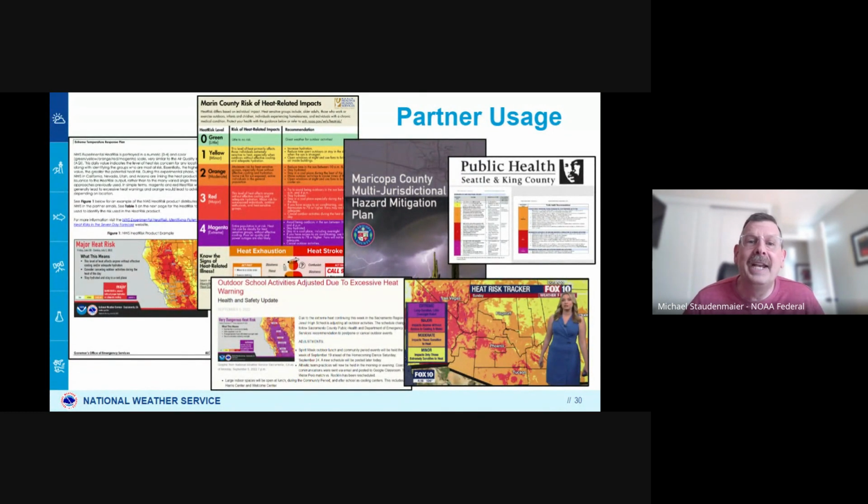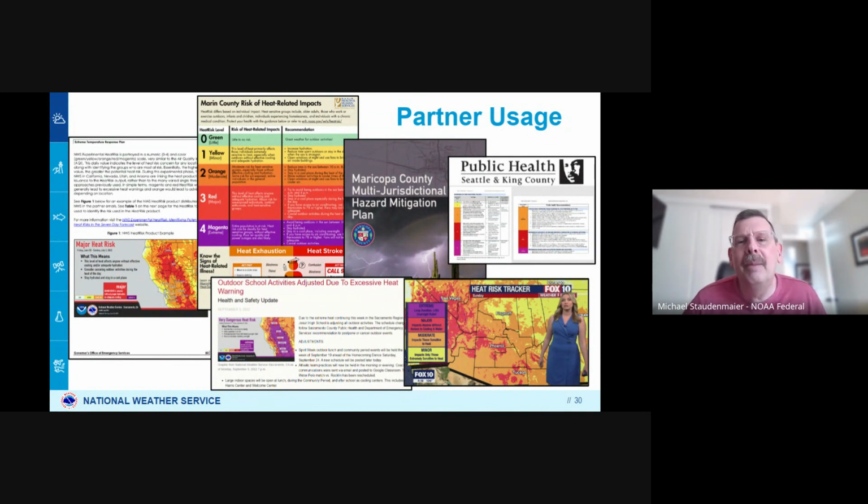Heat risk is in planning documents. As you can see, there's examples from Maricopa County's Hazard Mitigation Plan and also the California Governor's Office of Emergency Services. Schools are using it to inform their decisions on outdoor activities. Speaking of schools, wet bulb globe temperature is obviously another important tool in the tool chest when it comes to those specific activities outdoors. We're not saying wet bulb globe temperature isn't useful as well, but that along with heat risk, again, provides you with probably a more holistic message for the schools.